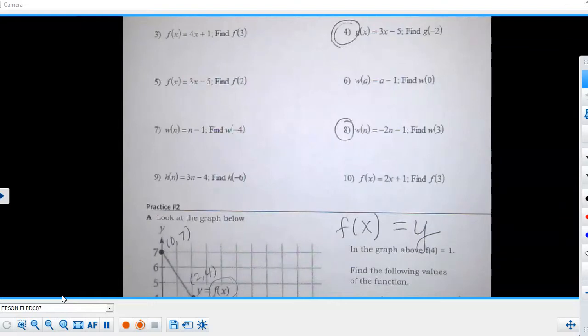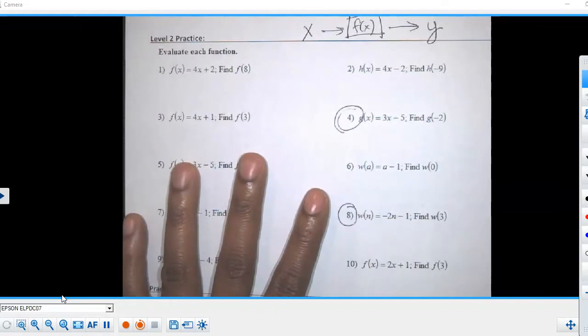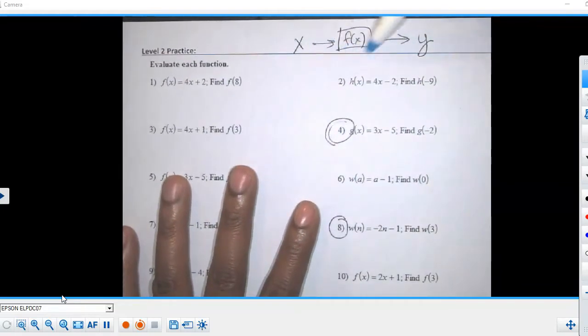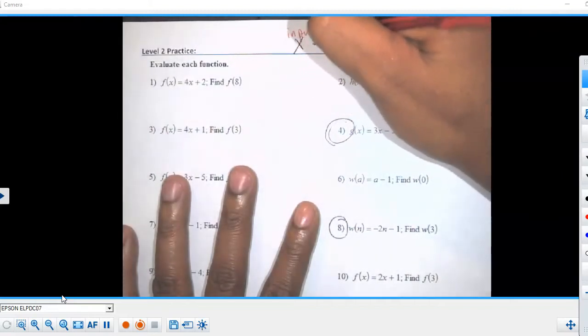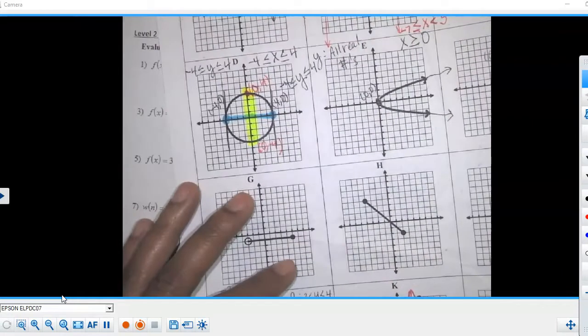Here we go. All right, so remember, evaluating functions. Like I've said before, we have a function. It's like a function machine. Numbers come in, they get plugged into the function, and what comes out when you evaluate it is the y. So this is the input, and this is the output. It's the same concept when you graph points on a graph.